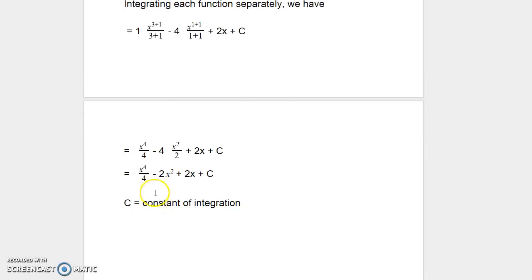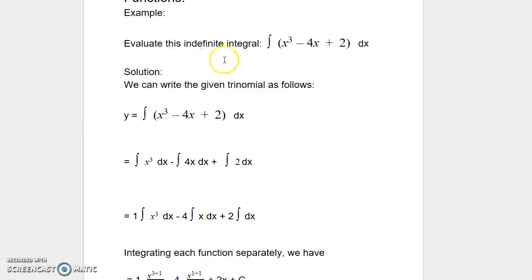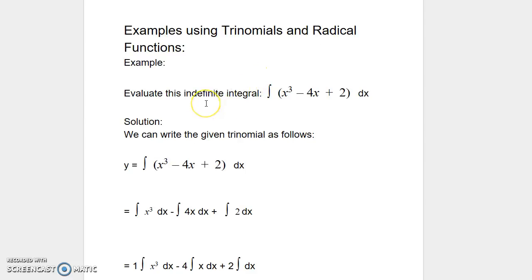So when we simplify it some more, this converts to x to the power of 4 divided by 4 minus, we have a 4 on the side, we have a 2 in the denominator, so we can simplify that to 2x squared plus 2x plus c. X to the power of 4 divided by 4 minus 2x squared plus 2x plus c is our solution, where c is a constant of integration. So this is the way we want to be able to solve an example problem which involves a trinomial function as shown here.